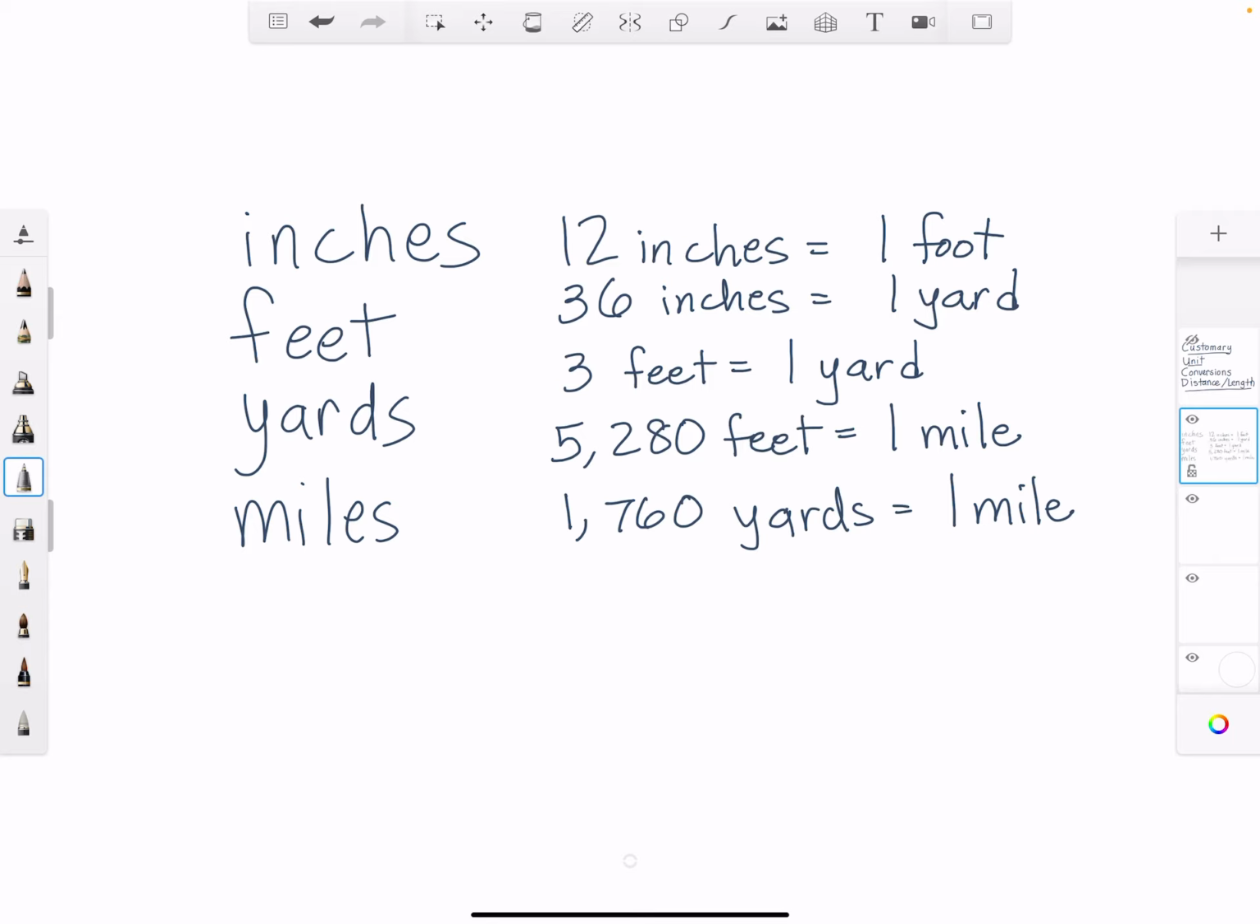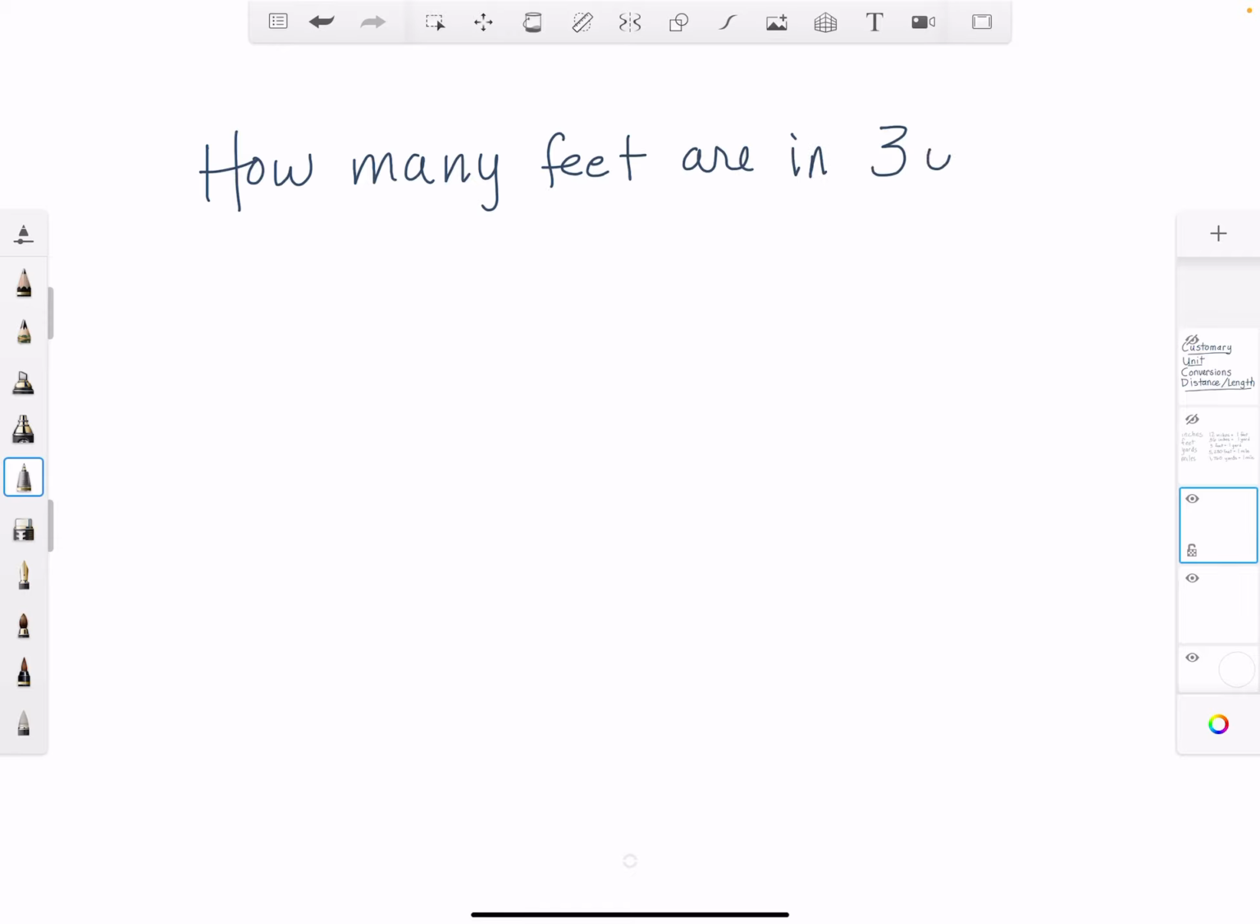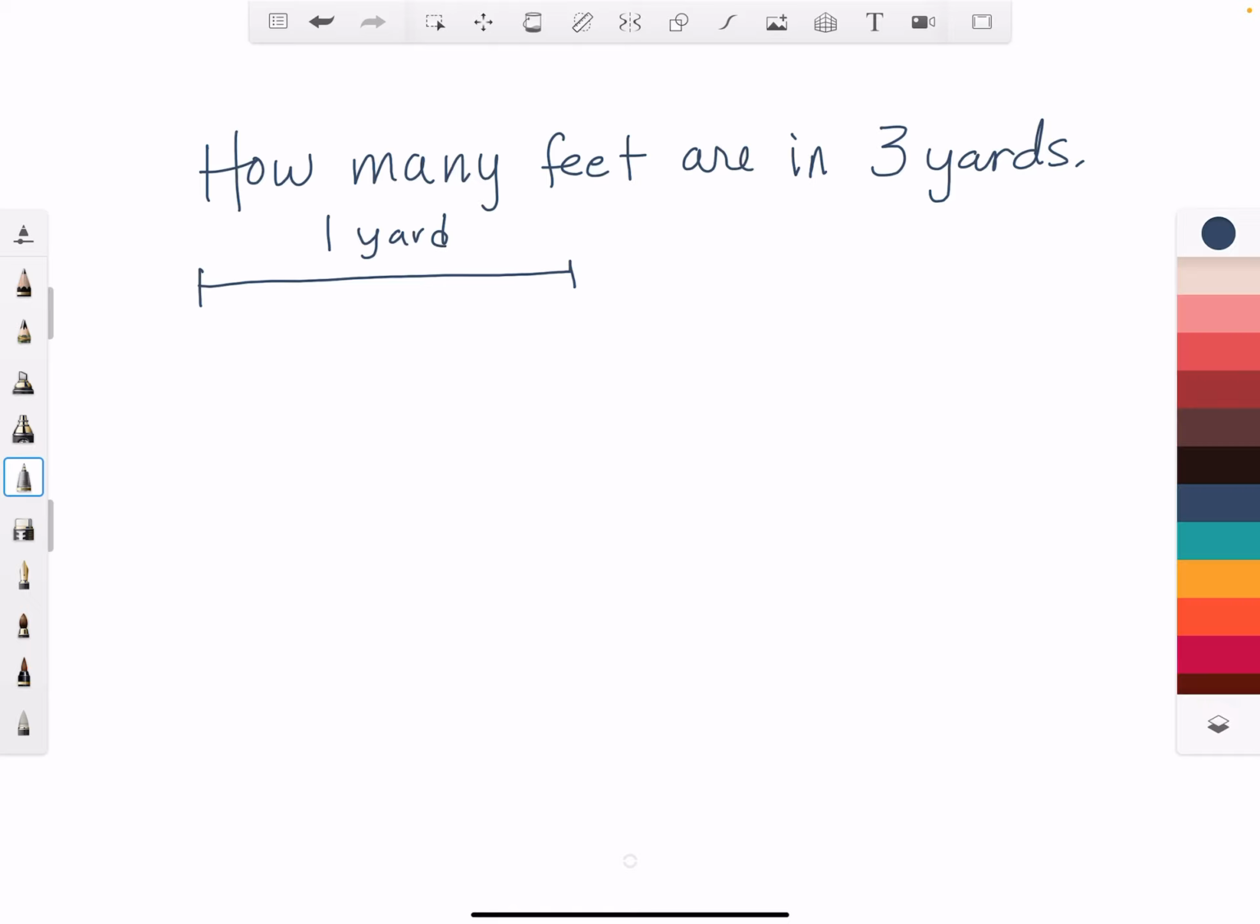And sometimes we have to convert from one unit into another unit. So we're going to do some examples of that. Let's say we want to know how many feet are in 3 yards. We know that in 1 yard there are 3 feet. From here to here, that's 1 foot. From here to here is another foot. And from here to here is another foot. So there are 3 feet in 1 yard.